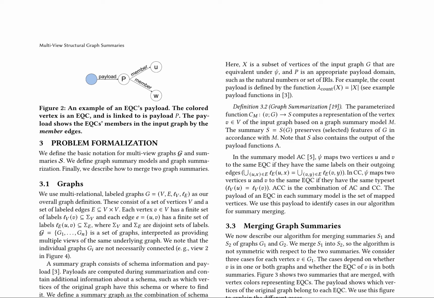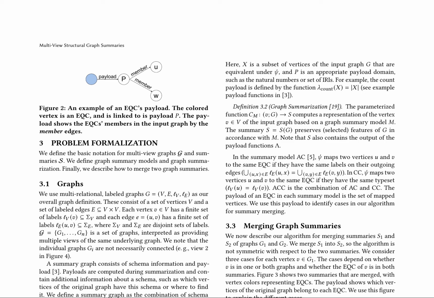Each vertex v ∈ V has a finite set of labels L_V(v) ⊆ Σ_V, and each edge e = (u, v) has a finite set of labels L_E(u, v) ⊆ Σ_E, where Σ_V and Σ_E are disjoint sets of labels. A set of graphs 𝒢 = {G1, ..., Gn} is interpreted as providing multiple views of the same underlying graph.